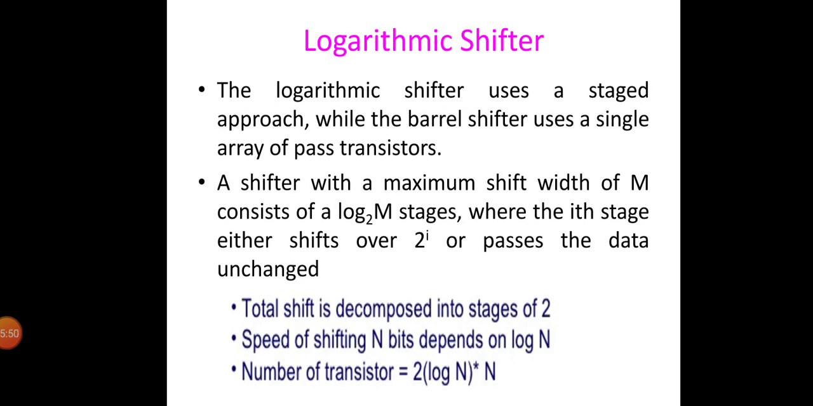And now let us focus on the logarithmic shifters. The logarithmic shifter uses a staged approach, while the barrel shifter uses a single array of pass transistors. A shifter with a maximum shift width of m consists of log2 m stages, where the i-th stage either shifts over 2^i or passes the data unchanged. So the total shift is decomposed into stages of powers of 2. The speed of shifting n bits depends on log n, and the number of transistors is equal to 2 log n times n.